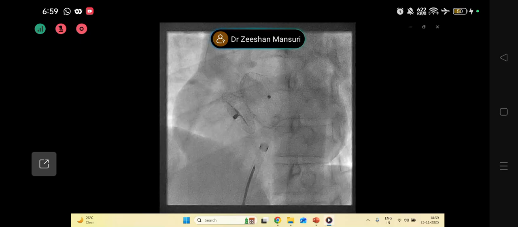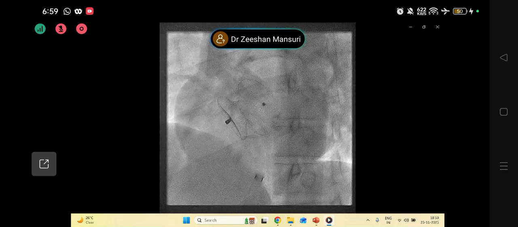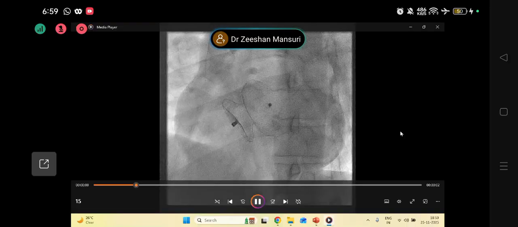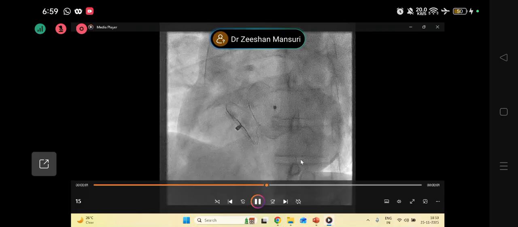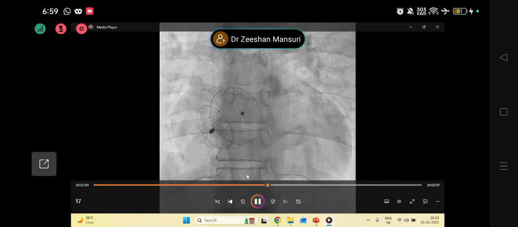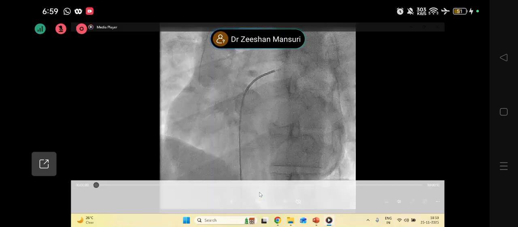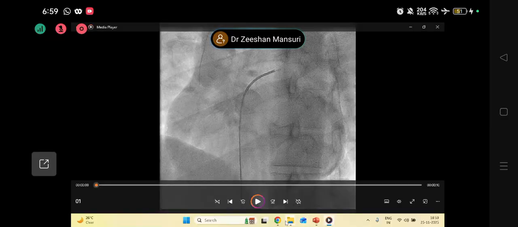Then you rotate the cable, as the cable has a knob, and you rotate it counterclockwise towards you, and within 10 to 12 rotations the device will be detached from the cable, and then you can check on the fluoro, you can check on the echo, and that's how usually we deploy the device.